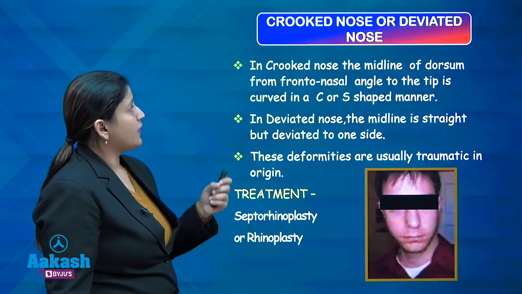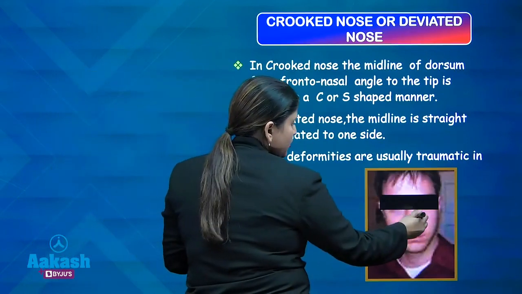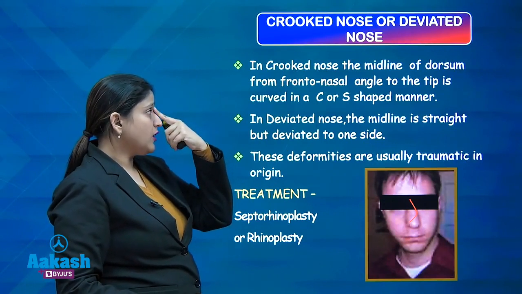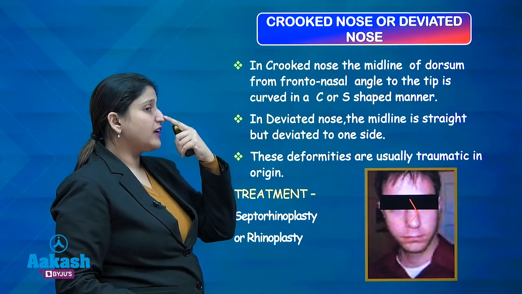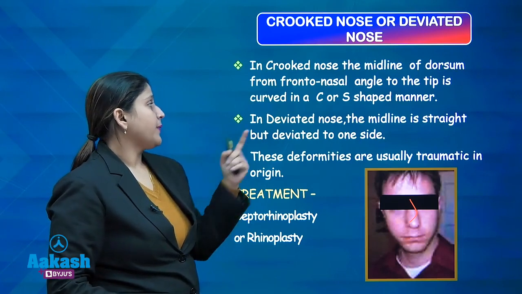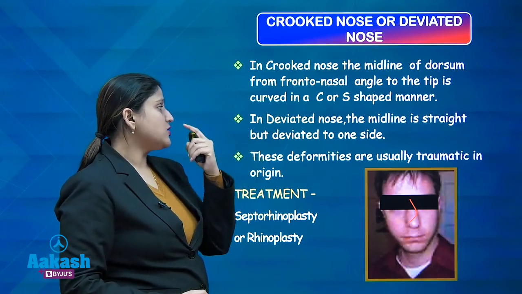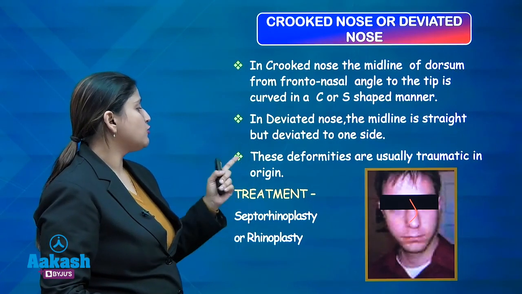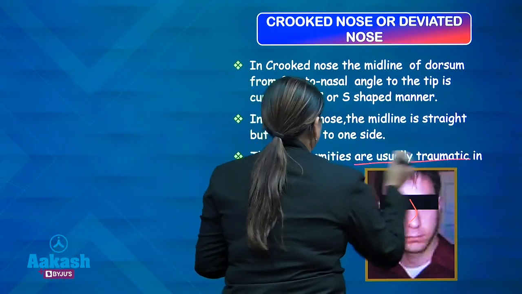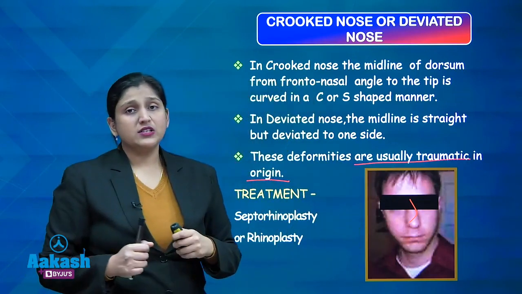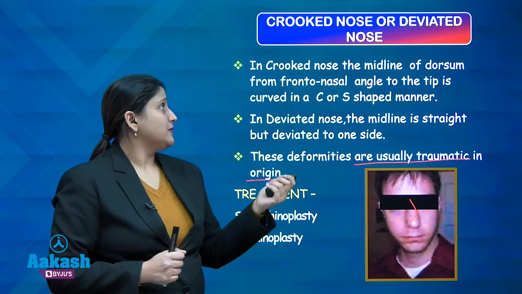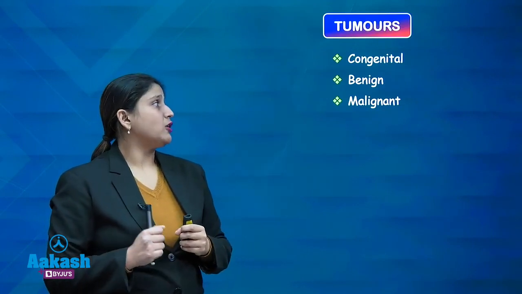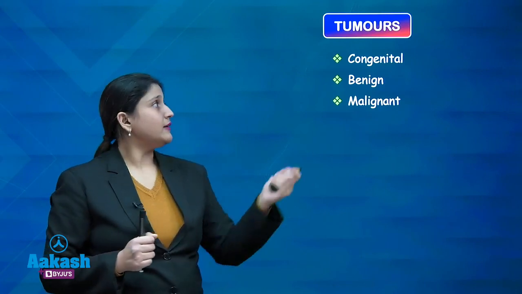A crooked nose or a deviated nose, in this the nose is crooked. The midline of the dorsum from the frontonasal angle to the tip is curved like a C or an S. In deviated nose, the midline is straight but deviated to one side. These deformities are usually traumatic. The treatment is septorhinoplasty or rhinoplasty. Next we come to the tumors. The tumors can be congenital, benign or malignant.